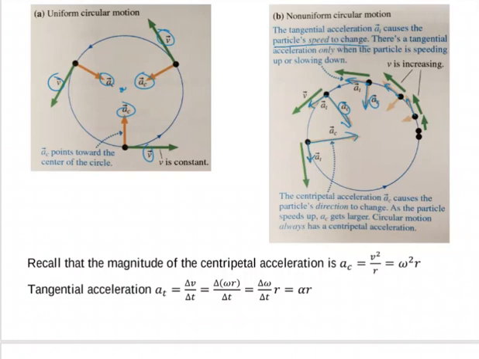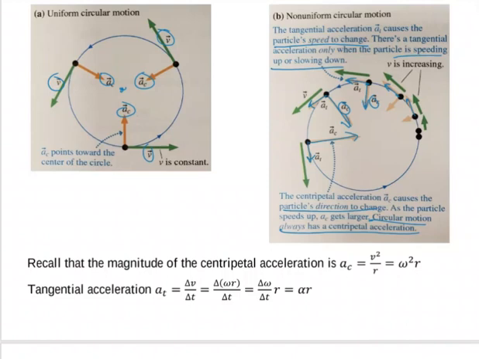There is a tangential acceleration only when the particle's speeding up or slowing down. There is always centripetal acceleration. That causes the particle's direction to change. As the particle speeds up, the centripetal acceleration gets larger. Circular motion always has centripetal acceleration. We have to remember those two things are distinctly different from each other.